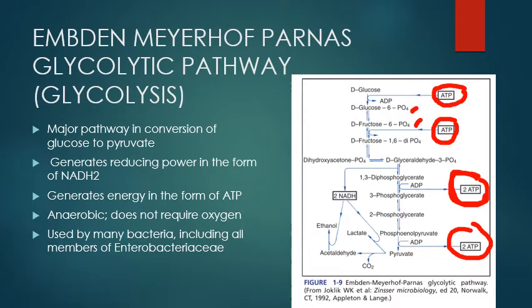Note also, it is used by many bacteria, including all members of the Enterobacteriaceae. Ang kailangan nilang tandaan dito for the Embden-Meyerhof-Parnas glycolytic pathway is it actually gives you 4 ATPs. Okay, 4 ATPs and 2 NADH.